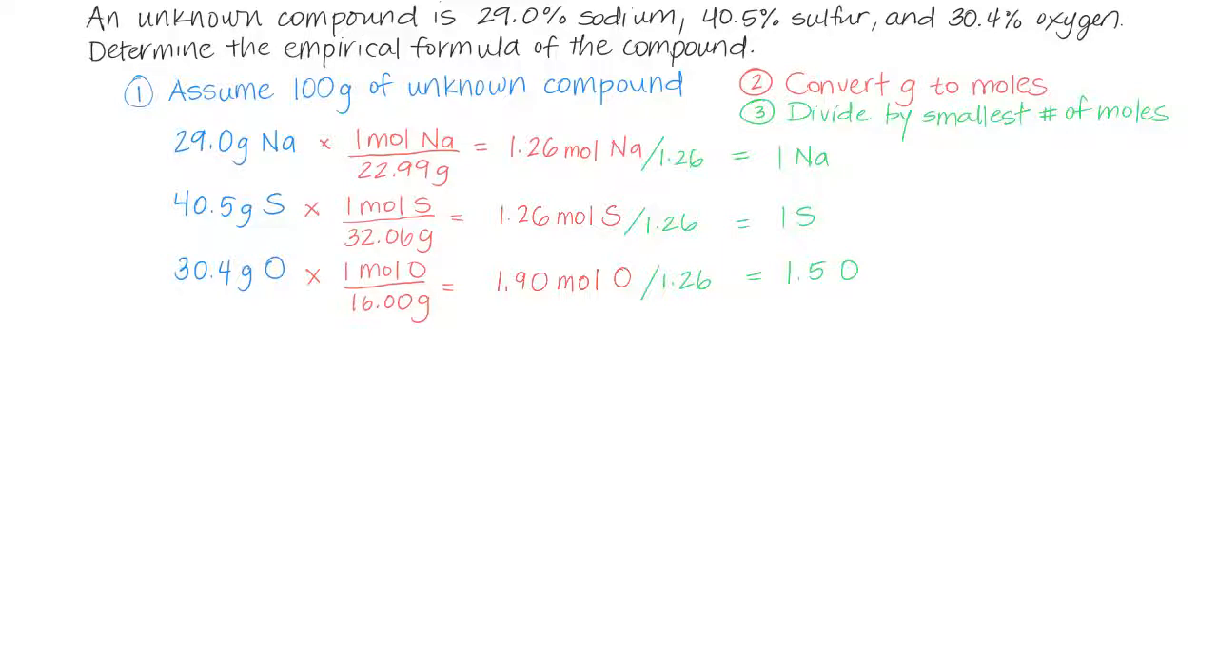Since we know that empirical formulas must contain the smallest whole number ratio of elements, our 1.5 is a problem. So what can we multiply by so that our 1.5 turns into a whole number? Well, if we multiply everything by 2, that keeps the ratio the same and gets rid of our 1.5. So we would end up with 2 Na, 2 S, and 3 O. Now that we have whole numbers, we can write our empirical formula: Na2S2O3.